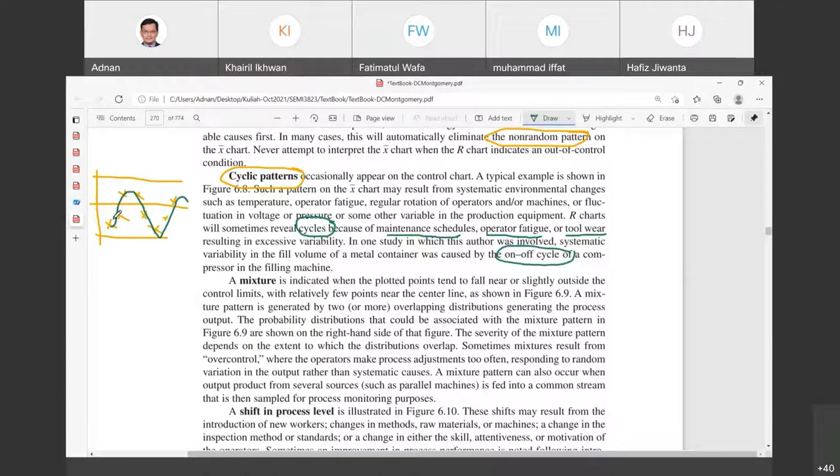It can also be cyclic due to temperature change. In the morning maybe it is okay, in the afternoon it is going to be hot, and toward the end of the day it is going to cool down again. Or maybe something is loose in terms of a component which is joined, for example you join using a screw, or using anything that can join two parts. The cyclic pattern shows that the mating part is wobbling, for example. We may also have mixture, and also shift.